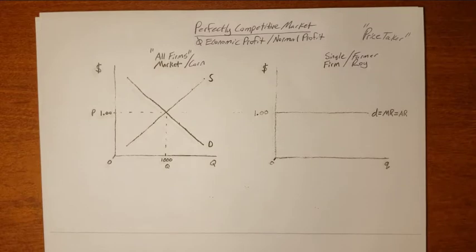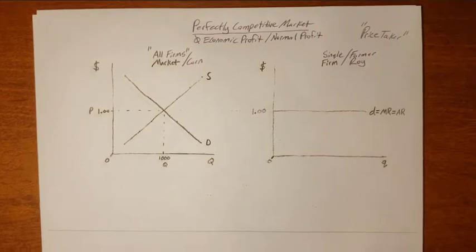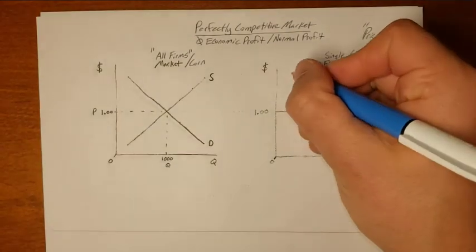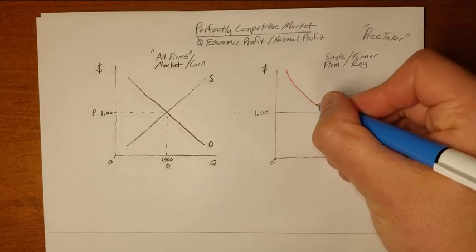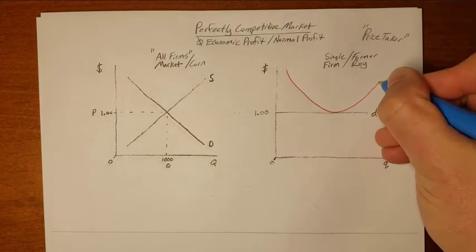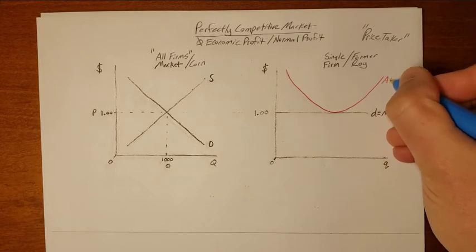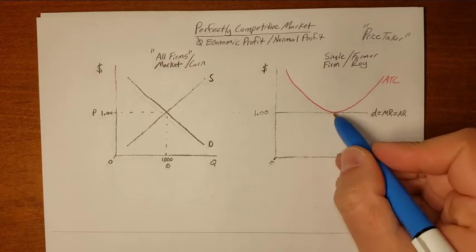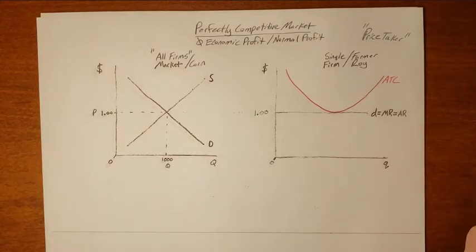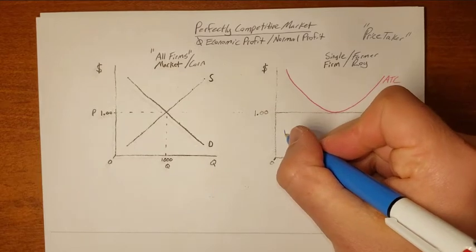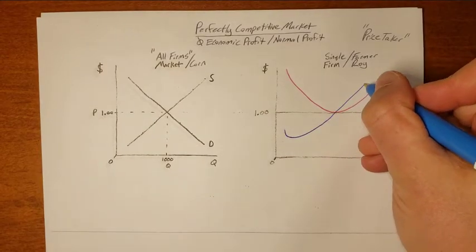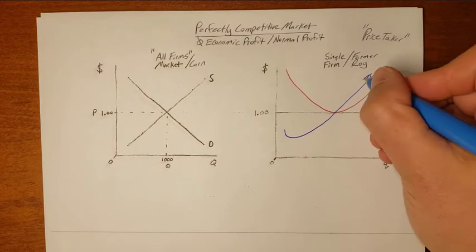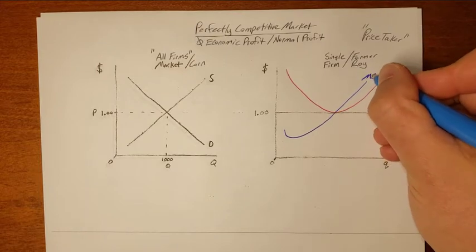Okay, so let's start talking about what it is going to look like if Farmer Roy is in long-run equilibrium, or earning zero economic profit. So Farmer Roy's average total cost curve is just going to touch that price. So the minimum point is going to be where it hits that $1 price. This is the way that it would look. And your marginal cost curve would intersect the average total cost curve at its minimum point. So this is your marginal cost curve.